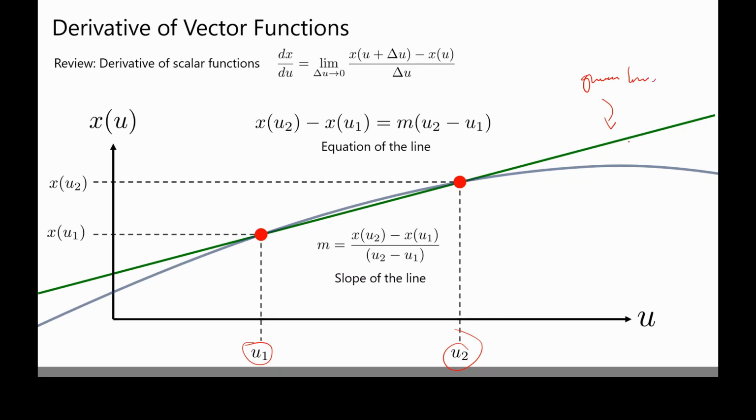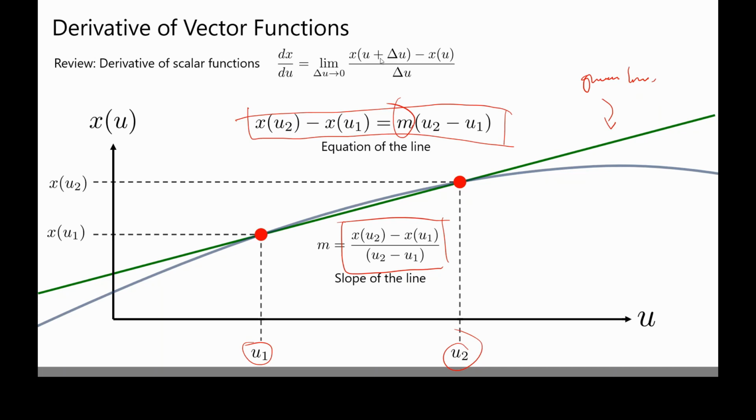And if you ask what would be the slope of this green line, you need to solve for the equation of the line. So what's the equation of the line? If you look for the slope, you derive the slope, you have this expression: x(u2) minus x(u1) over u2 minus u1. I think it's pretty clear. It's basic knowledge for those who are studying calculus.